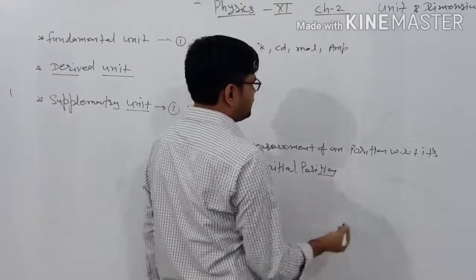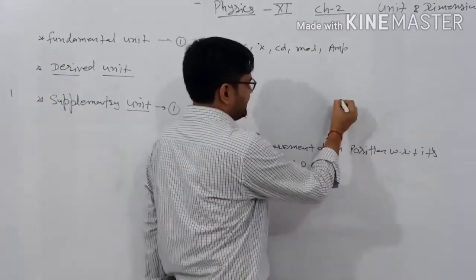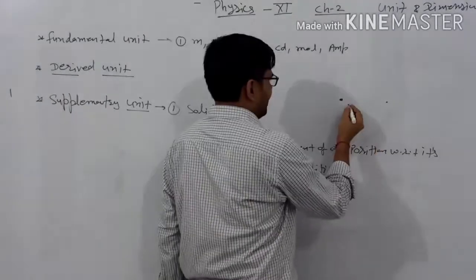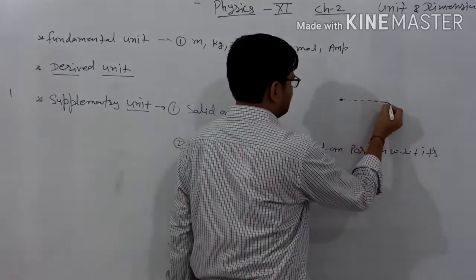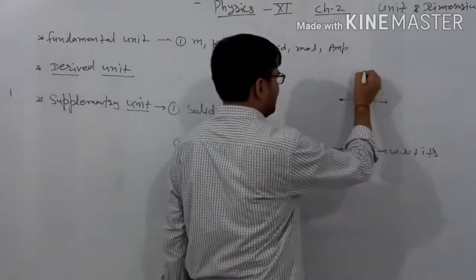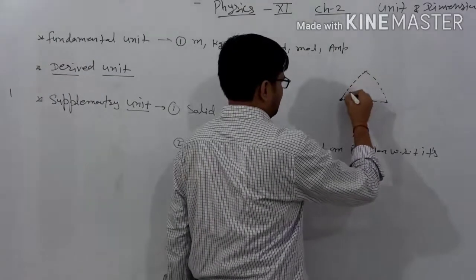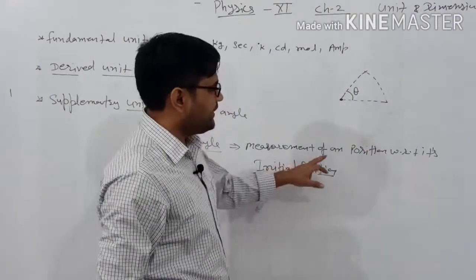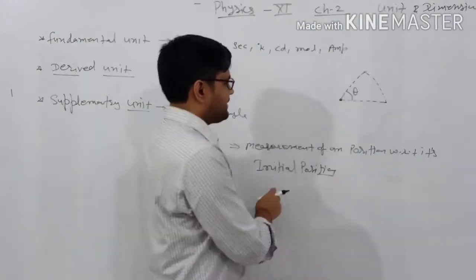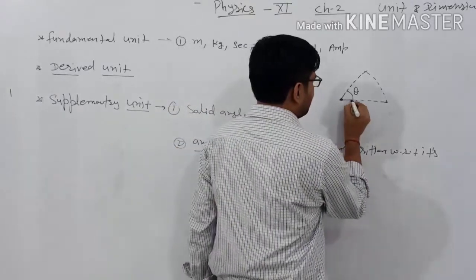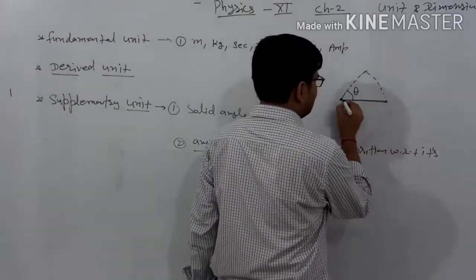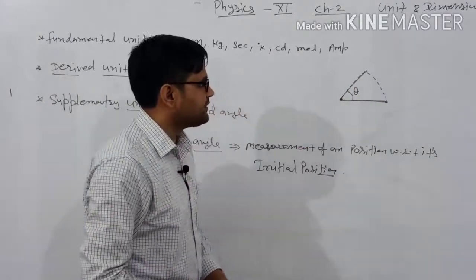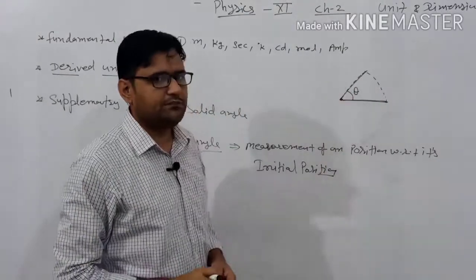Clear? Consider a point and another point. Now these are the initial positions. If this point moves and we get a formulation like this, then it is the angle. It means it is the measurement of a position with respect to its initial position. This is the initial position, and this is the final position. It means the angular measurement between the initial and the final positions.